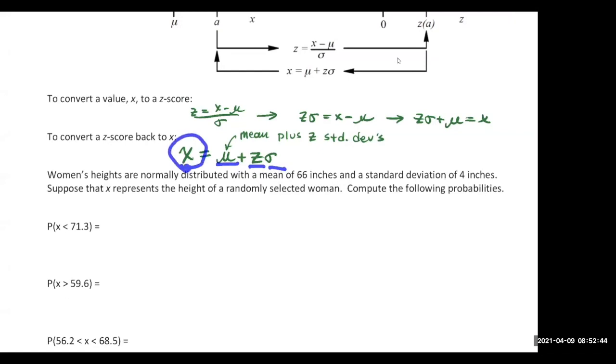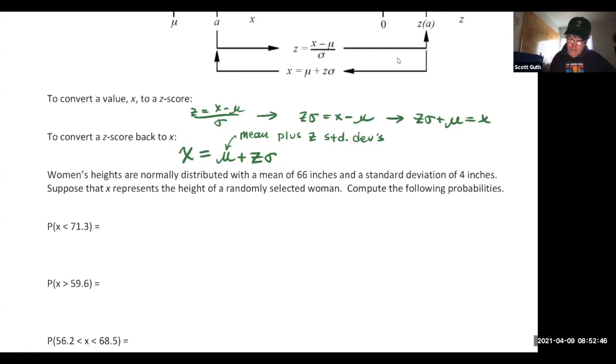Got it. Thank you. That makes sense? Yes, please. So I'm just saying this equation, if you think about it, totally makes sense as long as you know what a Z-score is.